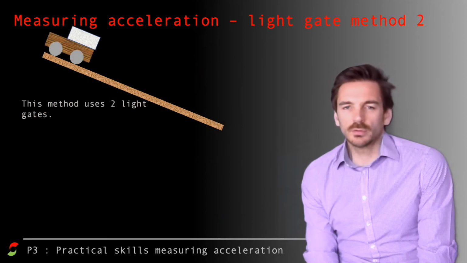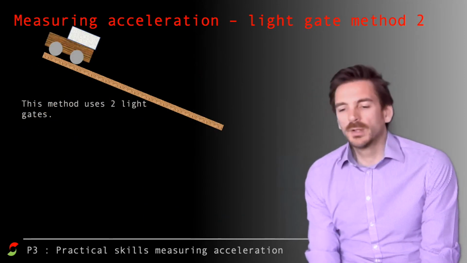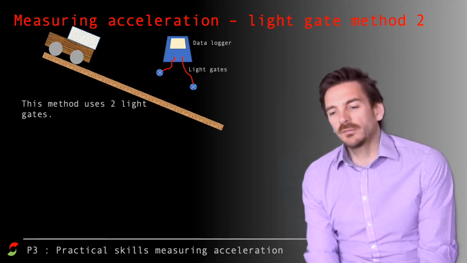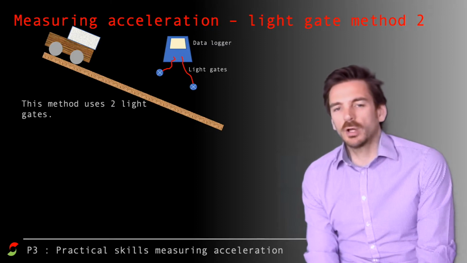So let's have a look at another example. This time I'm going to use two different light gates attached to a data logger, but we've still got an interrupter card.